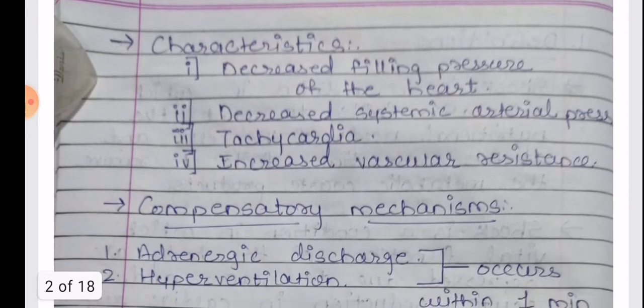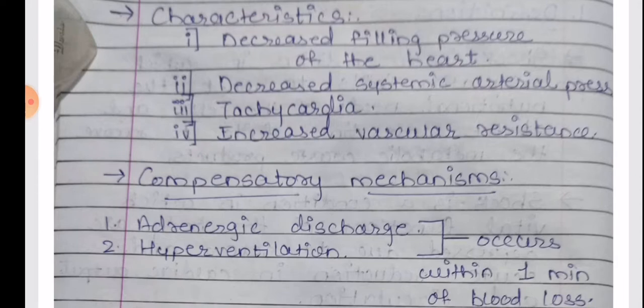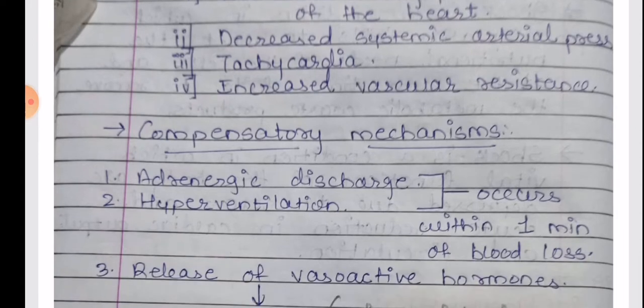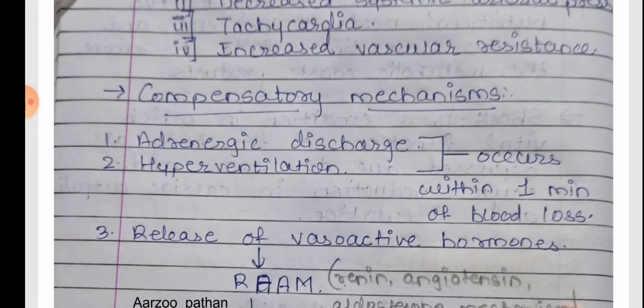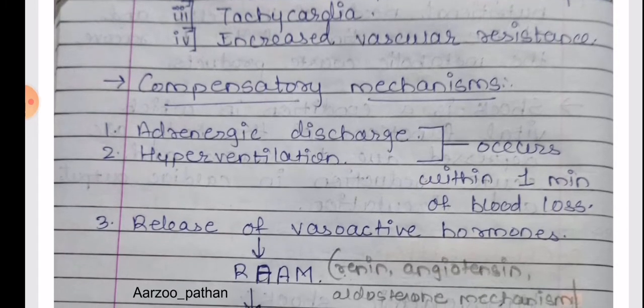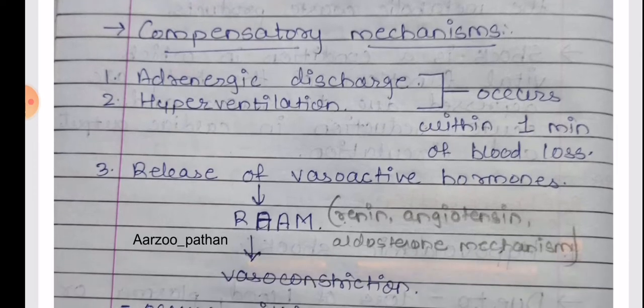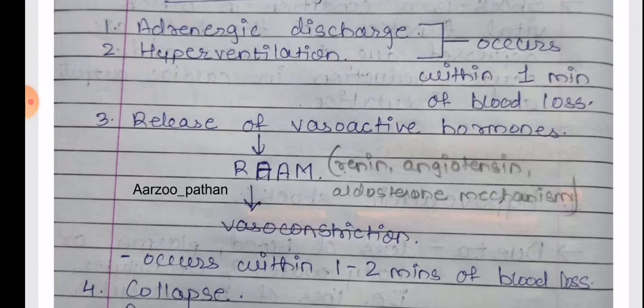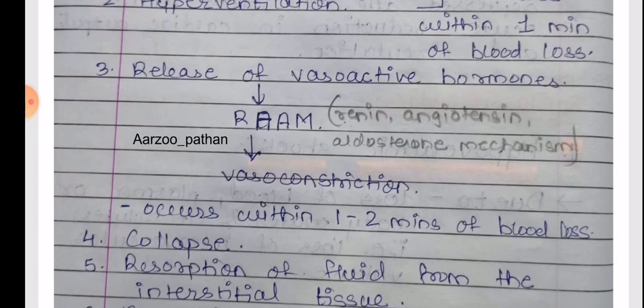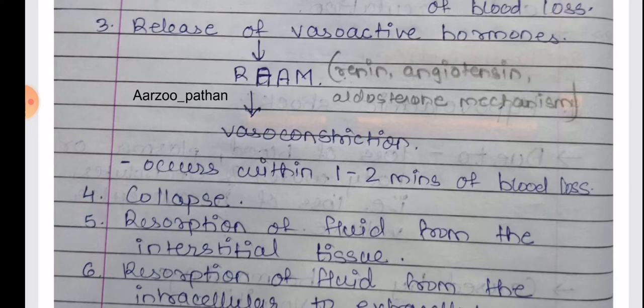Characteristics: decreased filling pressure of the heart, decreased systemic arterial pressure, tachycardia, increased vascular resistance. Compensatory mechanisms which our body starts in order to compensate the ill effects of shock are adrenergic discharge and hyperventilation. Adrenergic discharge occurs within 1 minute of blood loss. There is also release of vasoactive hormones. The renin-angiotensin-aldosterone mechanism also begins, and initially that leads to vasoconstriction. It occurs within 1 to 2 minutes of the blood loss.